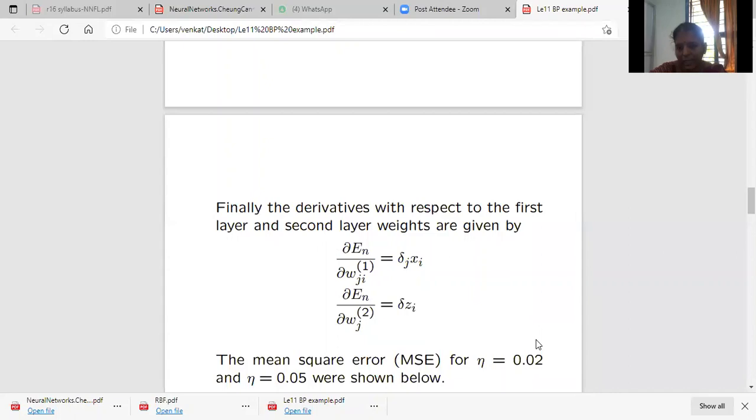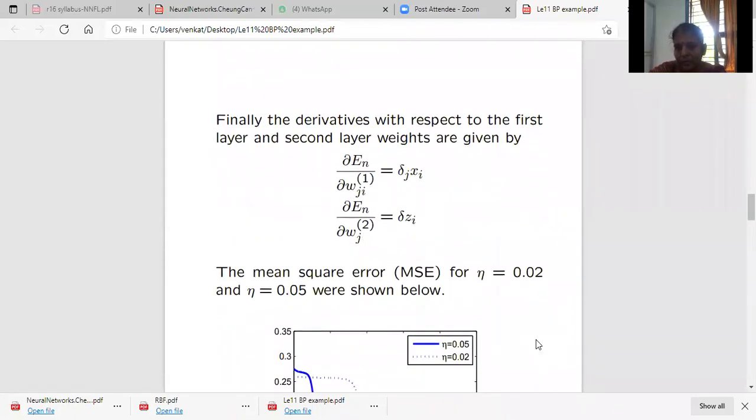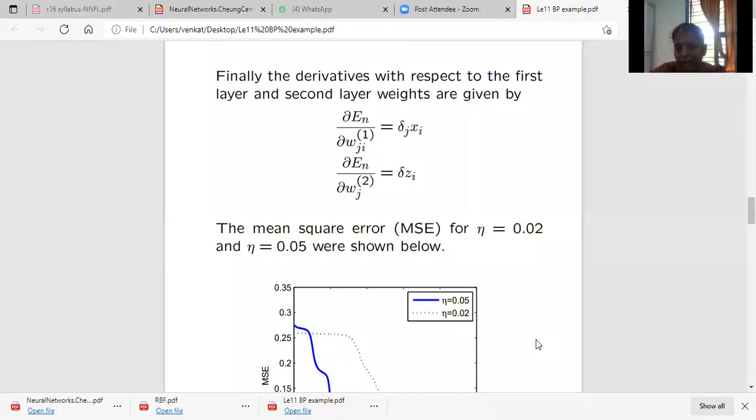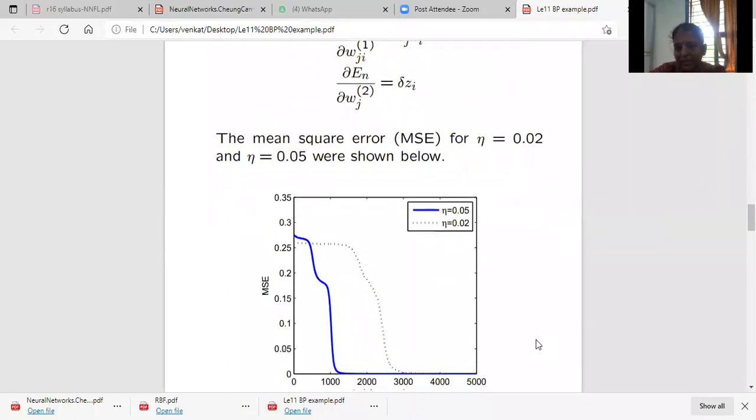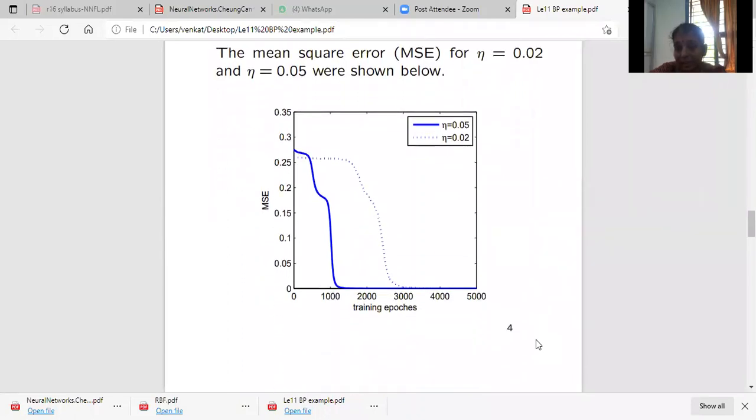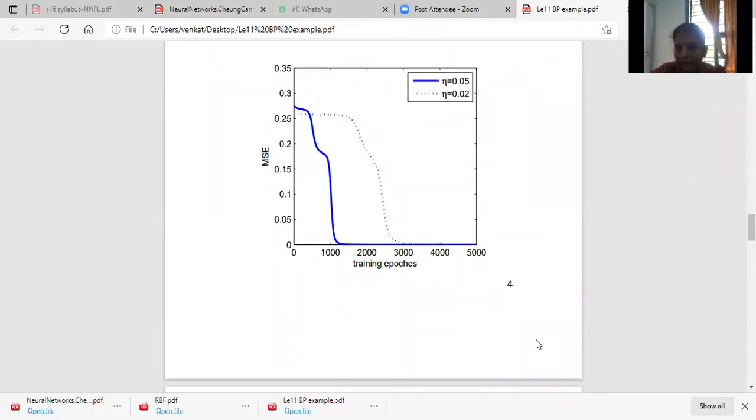Here, instead of considering the error directly, we are considering the mean square error. For this mean square error, we are plotting for different values of eta. You can observe from this graph that your training patterns are considered for 1000, 2000, 3000, 4000, 5000 training epochs. You can observe that when eta is increasing, the mean square error is reducing.